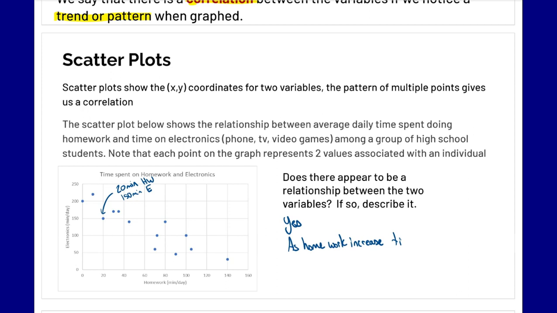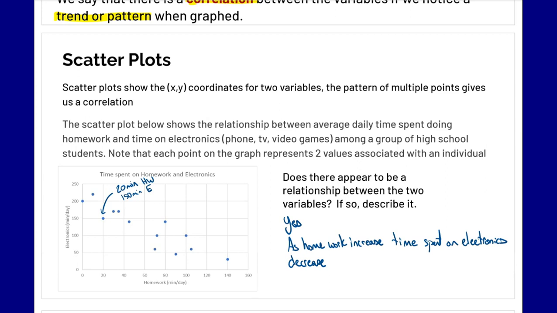Now, you might argue, well, why is it not the other way around? And that's because the homework is on the x-axis. It's on the horizontal axis. So that's what we're referring to first. What happens when we change the homework or time spent doing homework? Well, as homework increases, time spent on electronics decreases.